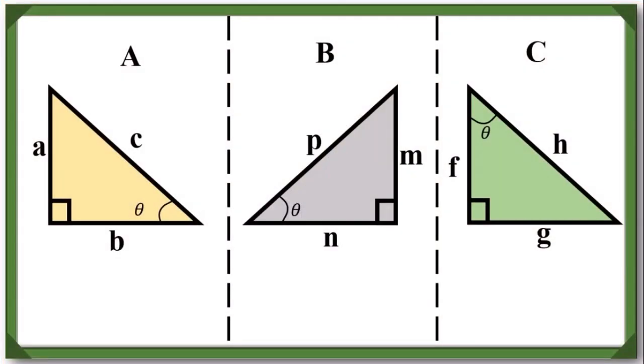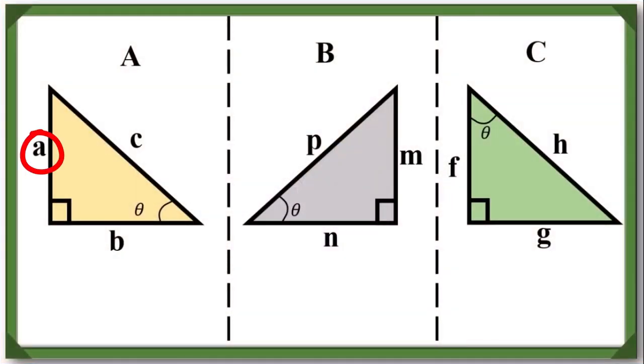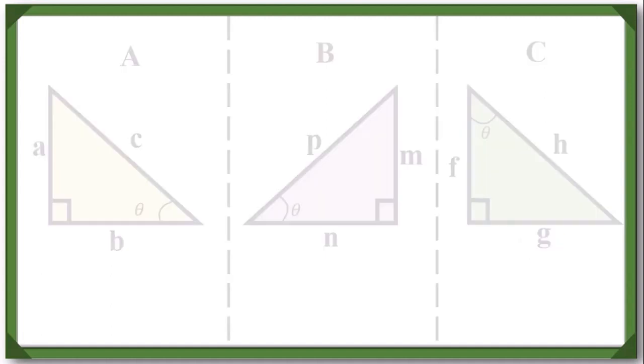In a few seconds, which of the following sides of the triangles are the opposite sides? Well done. I believe you had A to be the opposite side of triangle A, M to be the opposite side of triangle B, and G to be the opposite side of triangle C.